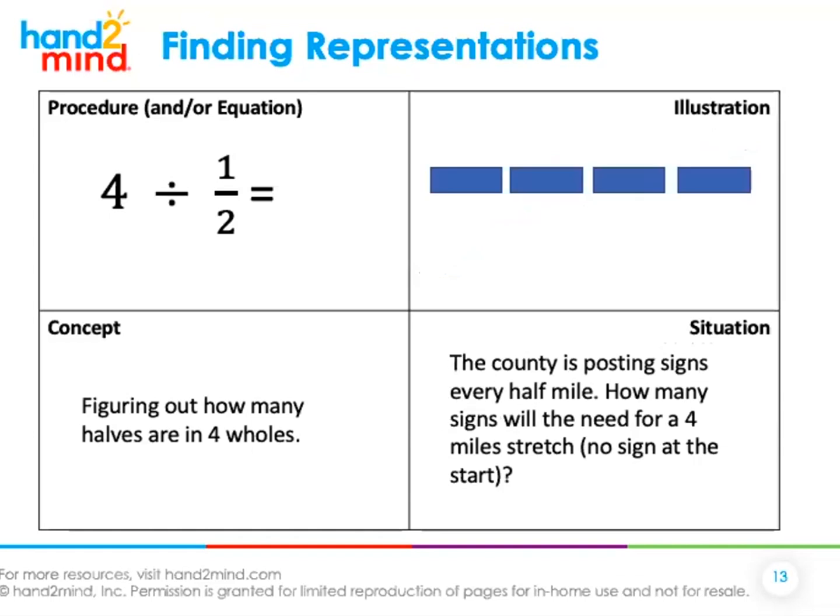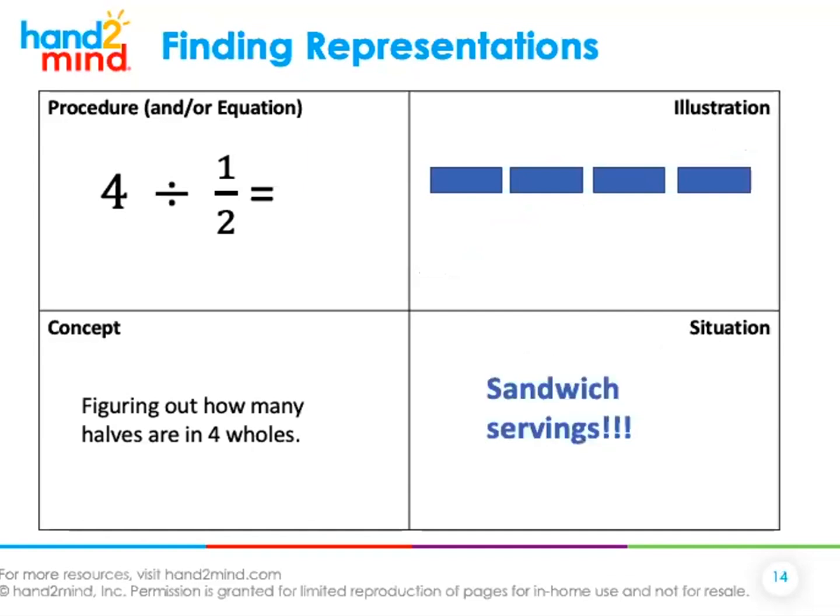We could also represent a length story, like posting signs, with fraction bars. All we need to do is look at these bars and think about the fact that each one is a mile, and we still partition them into half and see that we will have 8. Or we could go to my favorite context of sandwich servings. How many servings if you have 4 whole sandwiches and a serving size is 1/2? Well, we cut them in half and we end up with 8 servings.